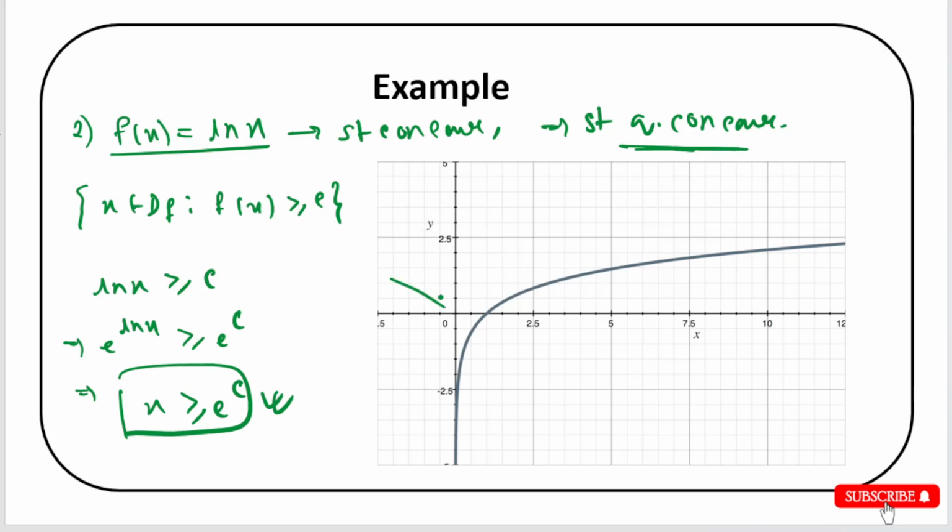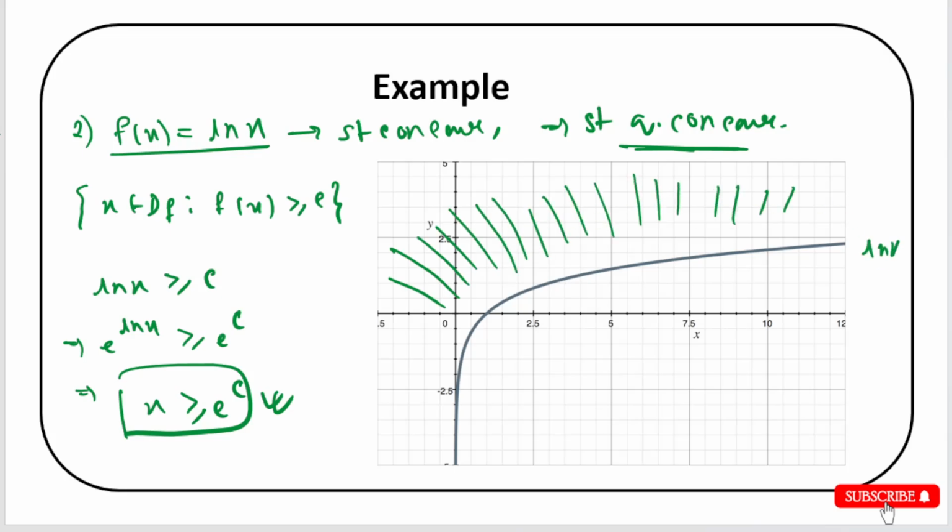Why is it so? Because this is the upper contour set of this function, right? This is ln x, and this is the upper contour set of ln x. So everything over and above this function, and this set is convex. You can show that if you join any 2 points, it will be entirely in this set itself, and it will be a convex set. Since the upper level set or the upper contour set is a convex set, the function itself is strictly quasi concave.